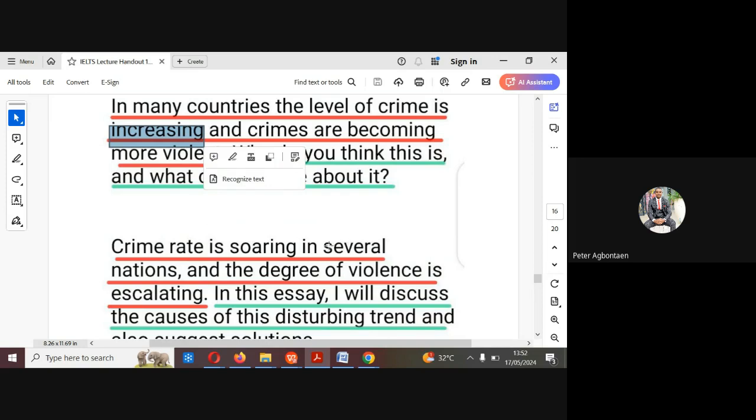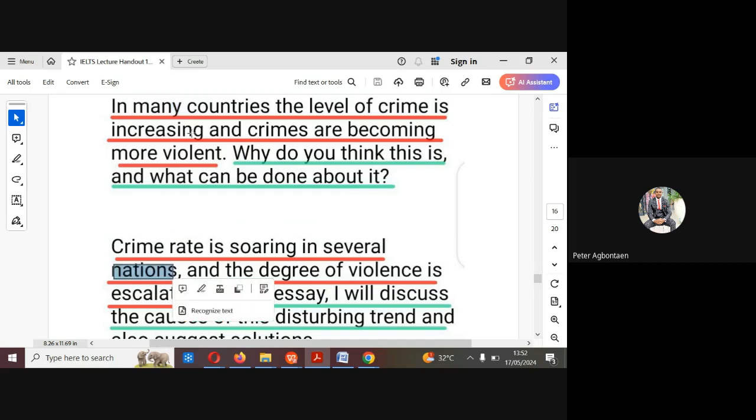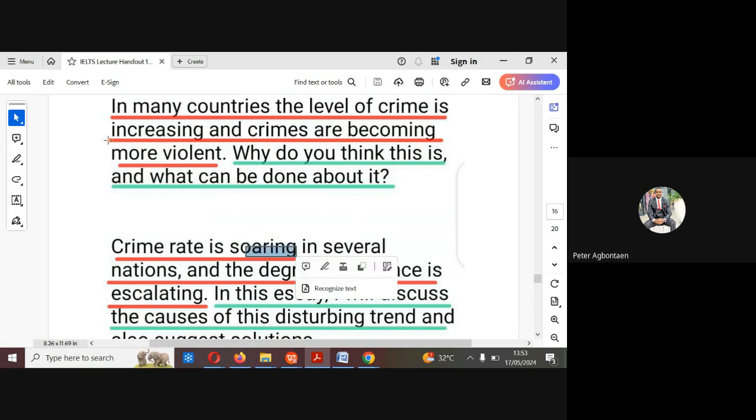So the word several here is not in the question. I've used several to replace many. Okay. Then nations is not in the original question. Instead, I've used nations to replace what? Countries. Okay. And so using rate to replace level, soaring to replace increasing, several to replace many, and nations for countries, they are instances of the use of synonyms because they are synonymous terms. So that is the use of synonym.